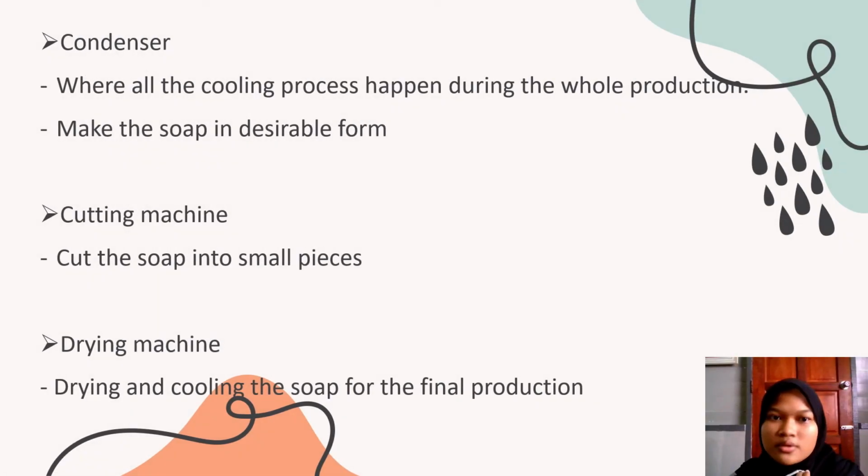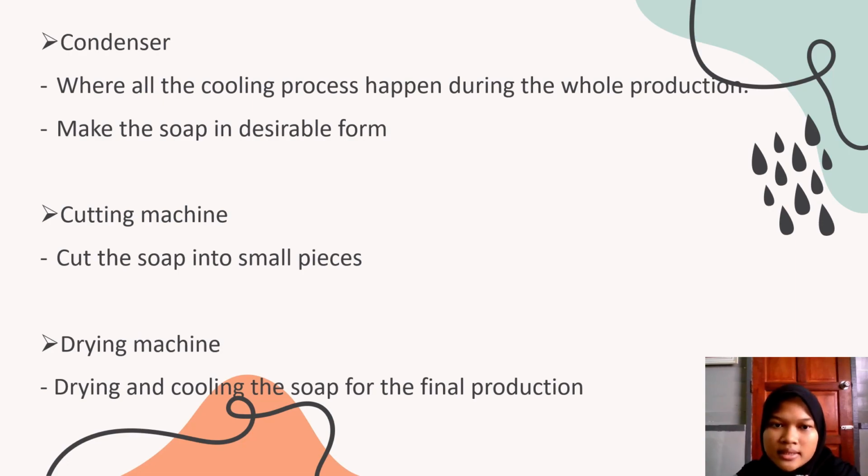And the next one is the condenser, where all the cooling processes happen during the whole production. It means that all the cooling during the whole production happens in the condenser. And the condenser is also used because we want to make the soap in a desirable form.